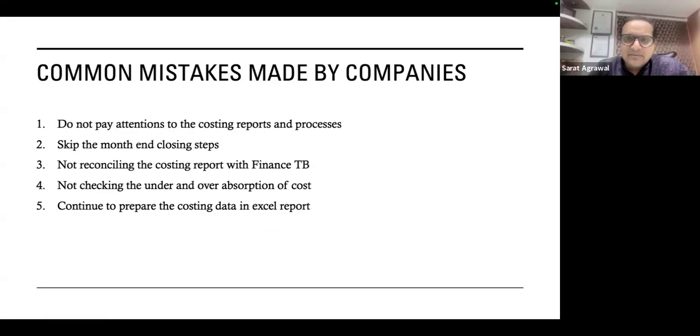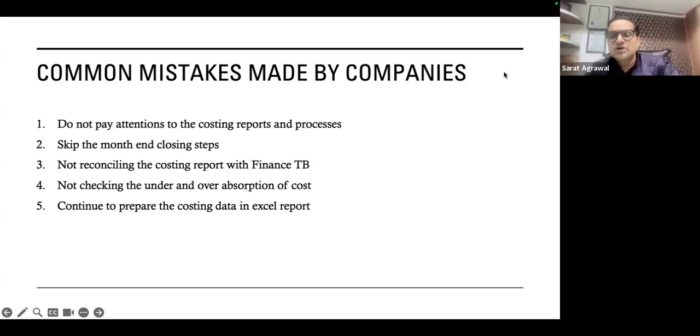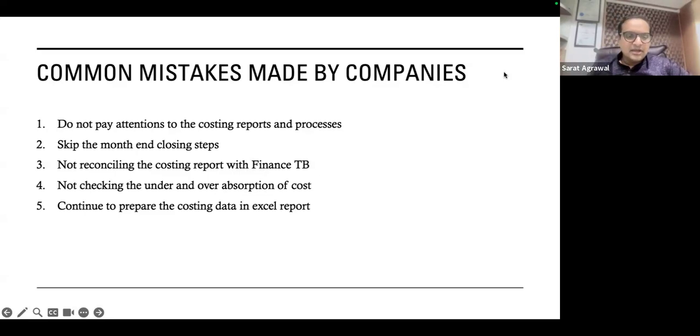Normally the mistakes we make, or in a company where we work, we do not pay much attention to the reports. In most places, we skip the month-end closing steps. I'm not saying 100 out of 100 companies make these mistakes, maybe 70 to 80 out of 100 companies do. If 10, 20, 30% of companies are not making mistakes, then they are getting the right costing process in the system. Third, they are not reconciling their costing reports with the financial TB, which they should do, and not checking under and over absorption of cost at the cost center level. The cost centers we use for booking, once created and booked, we pay hardly any attention to how much is booked and how much is not booked. That is also one of the key points which we normally miss. And then if everything is not being done, we continue to prepare everything in Excel.